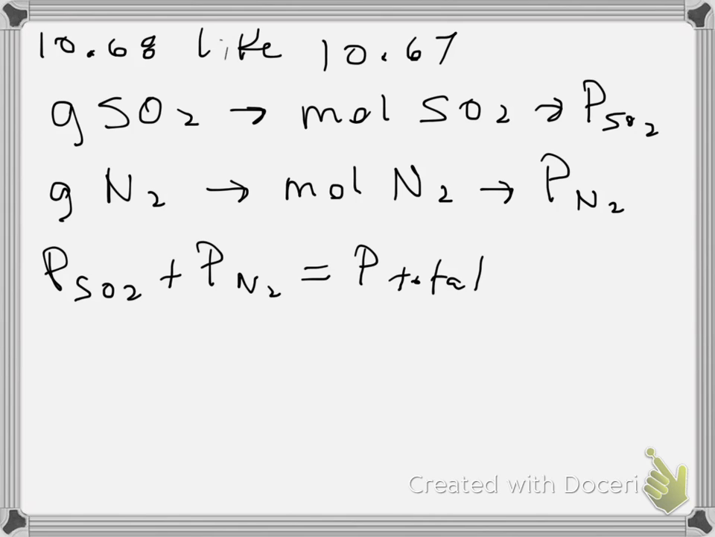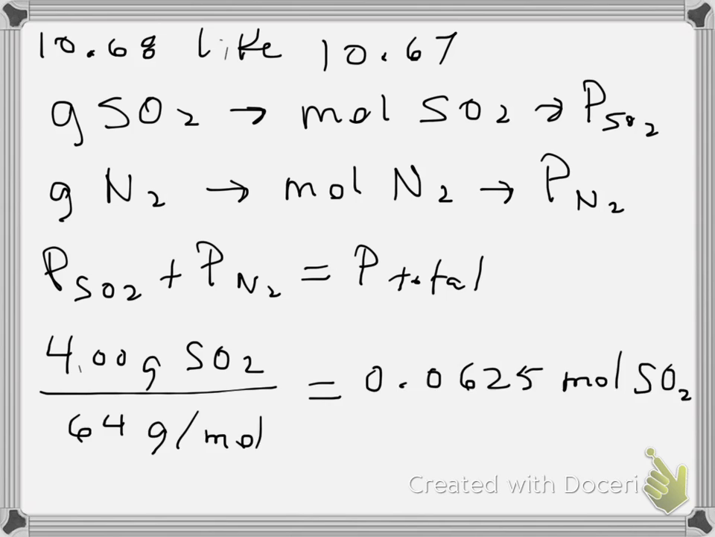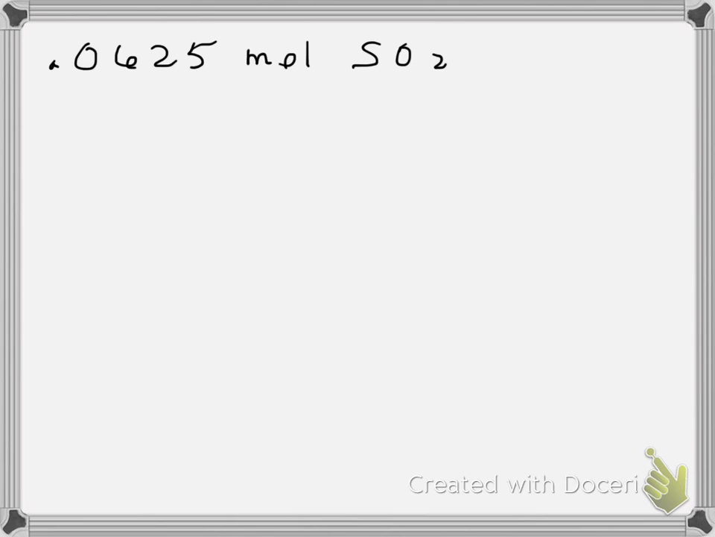Okay? So first we have 4.00 grams SO2, and then I'll leave a little bit of space there. Okay, so I'm just going to rough that out and call it 64 grams per mole, 2 oxygens and 1 sulfur. 4 divided by 64, 0.0625 moles SO2. Okay, so then I want to get the pressure of SO2 in the 10-liter container.